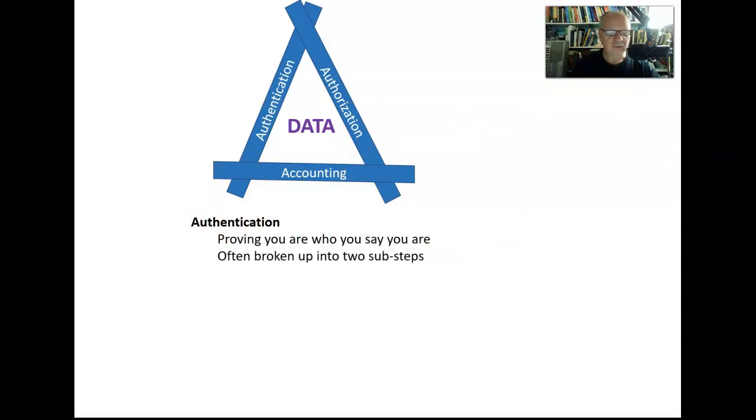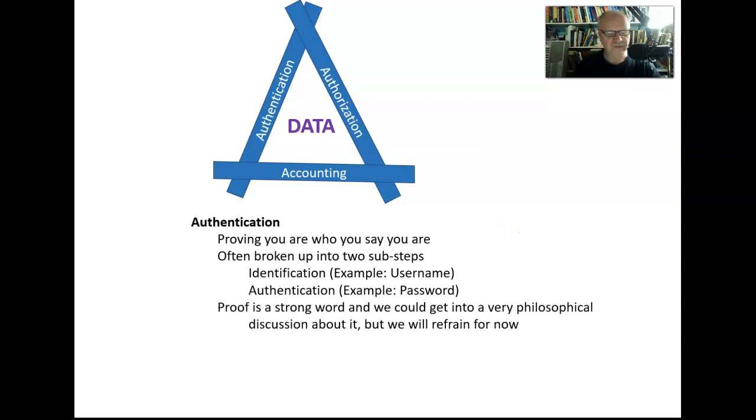This is often broken up into two sub-steps. The first being identification. That is the statement of who you are, your username, for example. And then the authentication step itself, which would be such as the password, the proof. Now, I know that proof is a strong word. We could get into a philosophical discussion about it, but we will not do that. Let's just say that instead of proof, we'll just say it's very strong evidence. All right, we know that it could be hacked, but it's very strong evidence anyway.